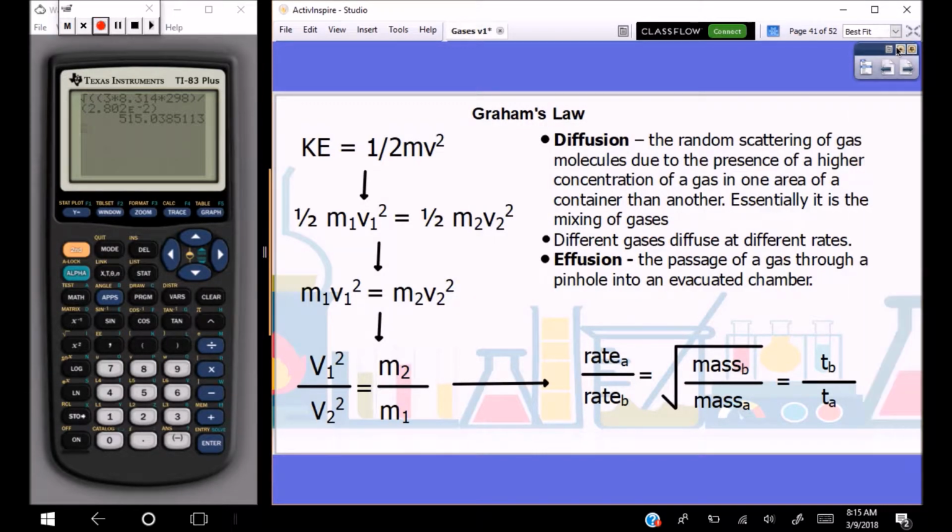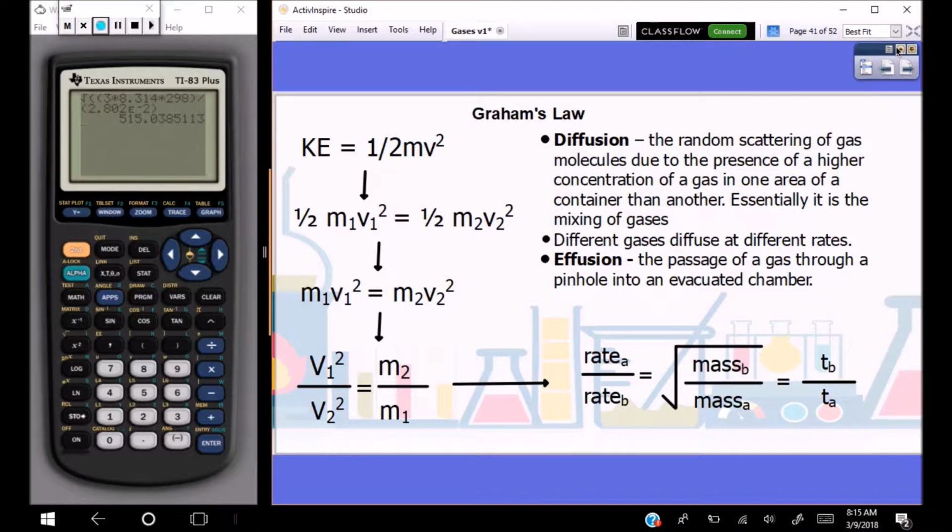So Graham's law of effusion and diffusion. Diffusion is the random scattering of gas molecules due to the presence of a higher concentration of gas in one area of a container than another. Essentially, it's the mixing of gases. Very similar to the idea of osmosis. We always move from high to low, or if you're thinking about energy transfer, we always move from high energy to low energy. Same deal with concentration of gases. We go from high concentration to low concentration.